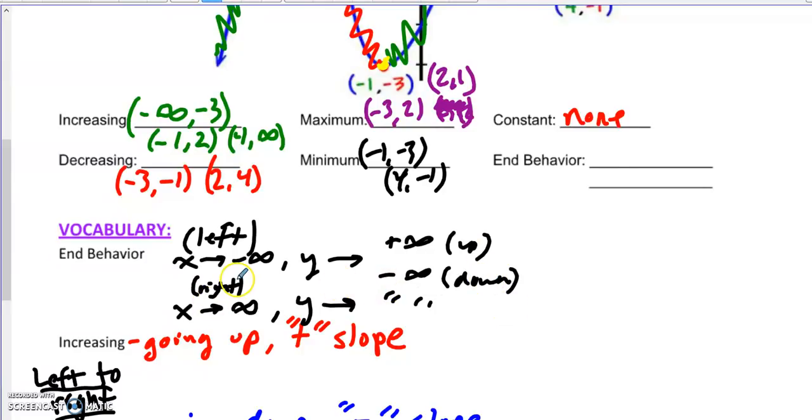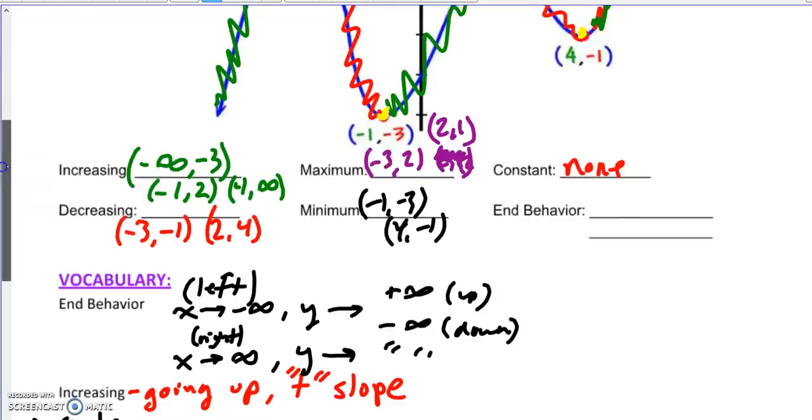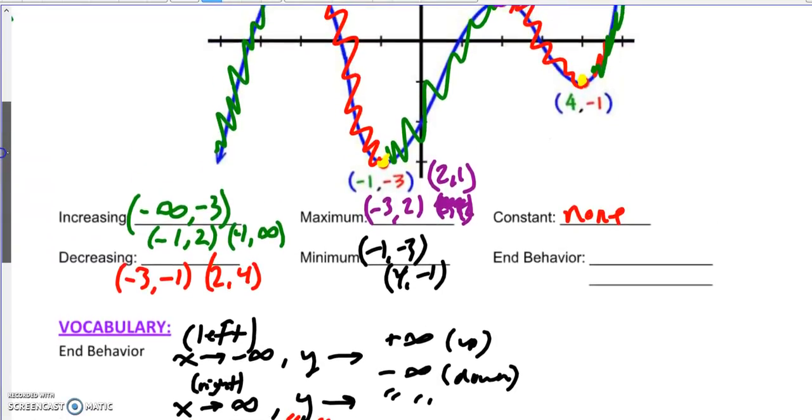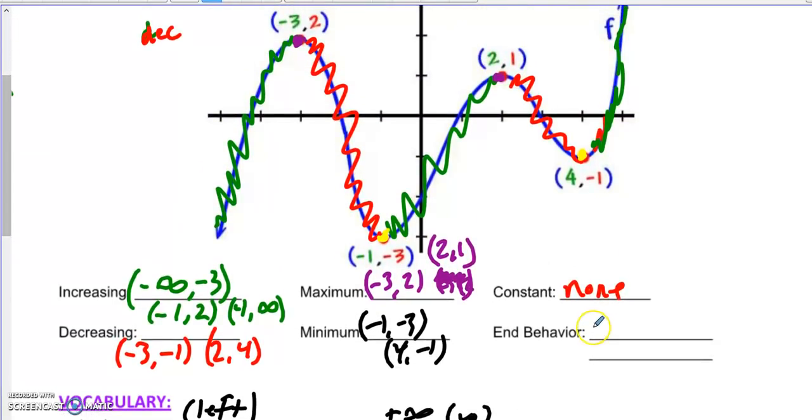So you're saying as you go to the right, do you go up? As you go to the left, do you go up? Or do you go down for both of those? Okay, so for this graph here, as I go to negative infinity for my x's, as I go to the left, the graph goes down. So my y's go to negative infinity. As I go to the right, as my x's go to infinity, well, if I follow this graph to the right, it goes up at the end. So my y's go to infinity.